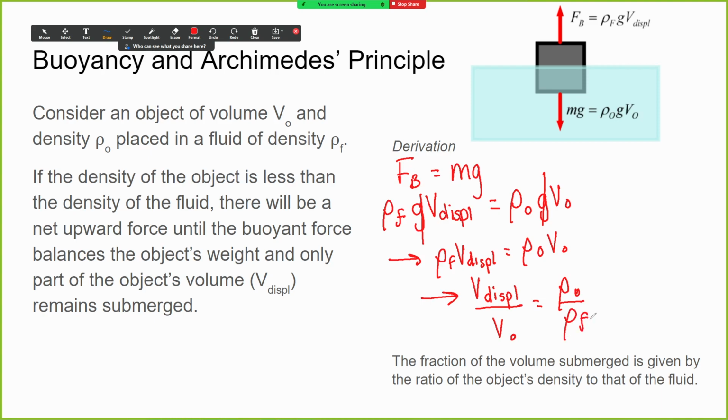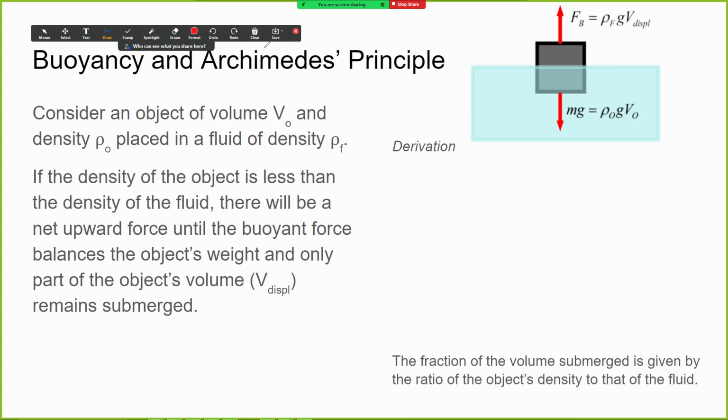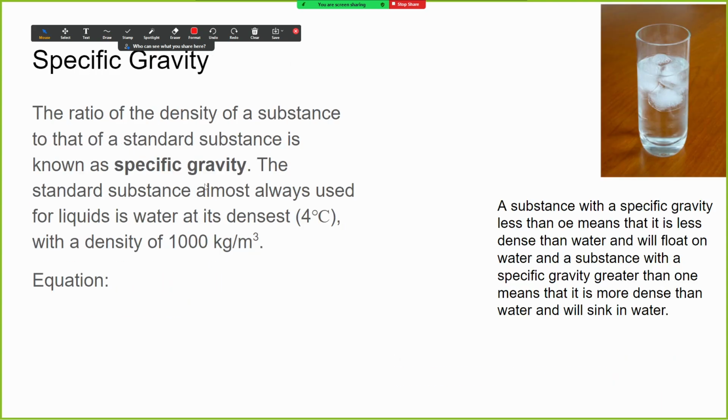What that relationship is stating is that the fraction of the volume that is submerged is given by the ratio of the object's density to that of the fluid. That's pretty important. The fraction submerged, the volume displaced divided by the total volume of the object, is just going to be a ratio of densities. And that's how we talk about specific gravity, so we'll go on to that next.